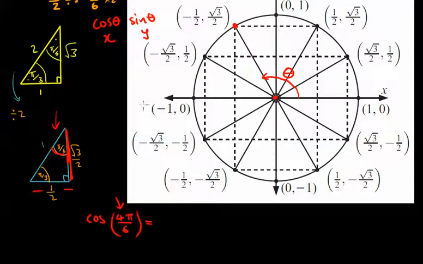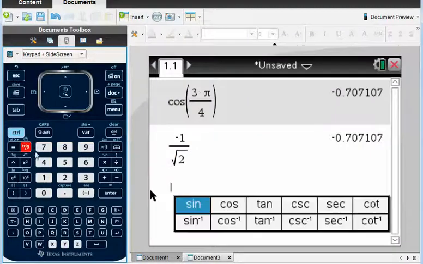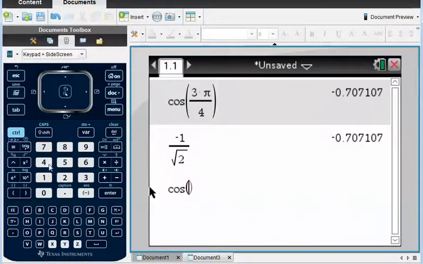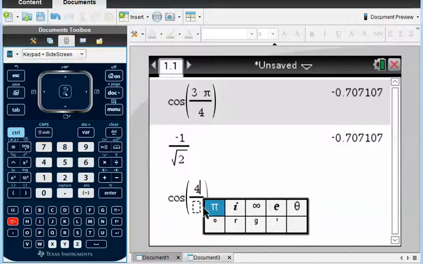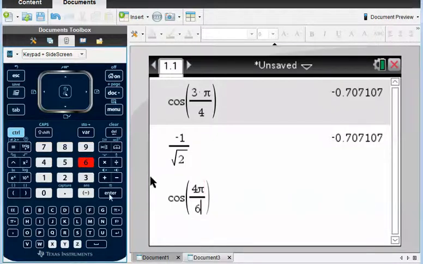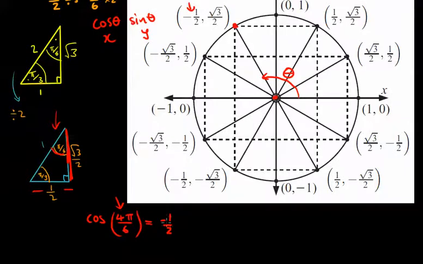So what is cos of the angle? Well, it's this x component here. It's minus a half. And if you check it out on the calculator, cos of 4 pi over 6, I need to just make sure it's in radians. Yeah, we're working in radians for now. Get the fraction 4 pi over 6, press enter, we get minus a half, just like we predicted.